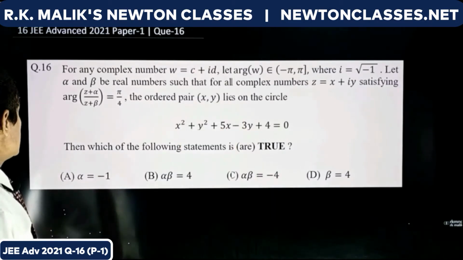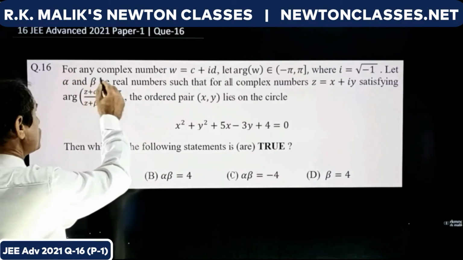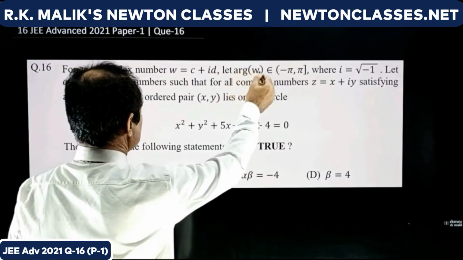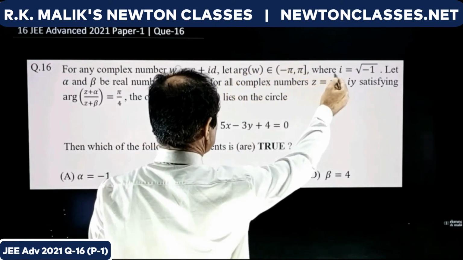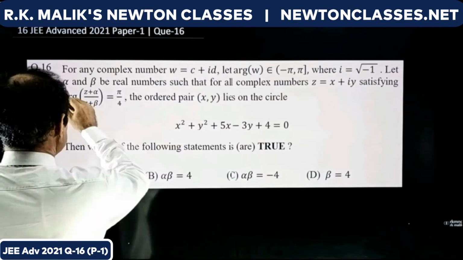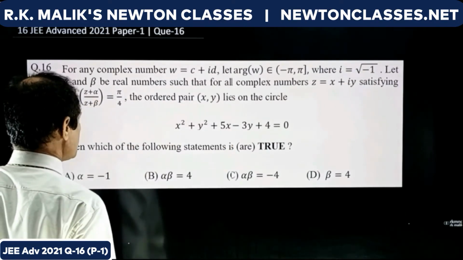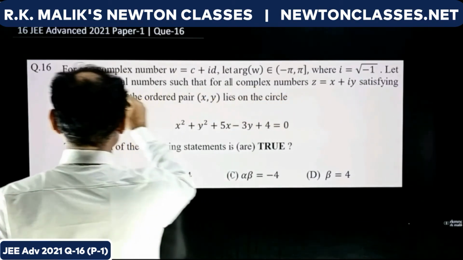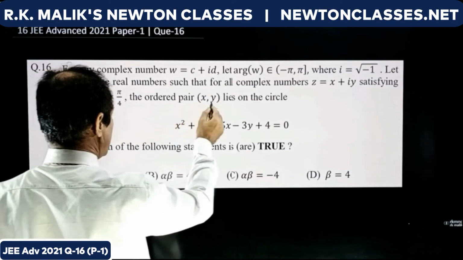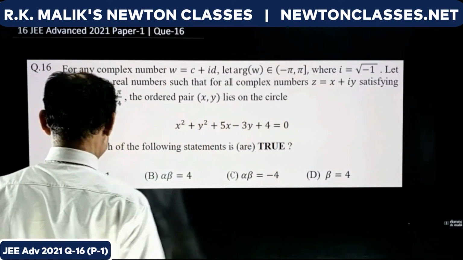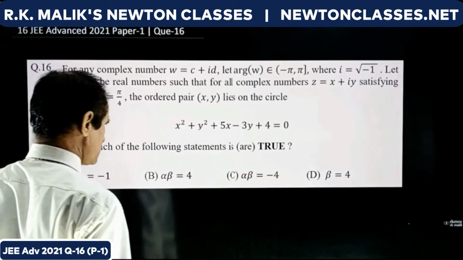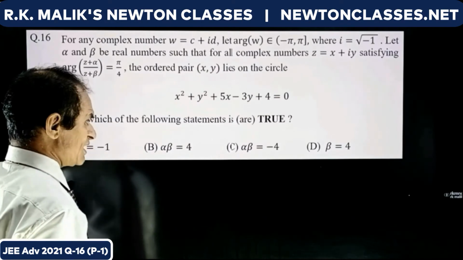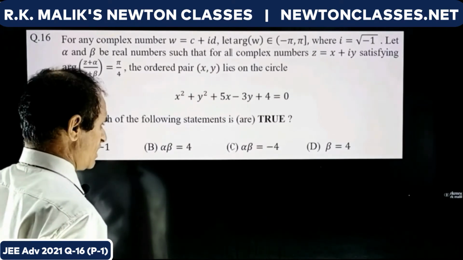In this question, it is told to us that for any complex number w equal to c plus id, let argument of w belong to this interval, where i is equal to under root minus 1. Let alpha and beta be real numbers such that for all complex numbers z satisfying this equation, the ordered pair (x, y) lies on this circle. Then which of the following statements is true? Beautiful question. And because of such beautiful questions, I enjoy solving the questions of JEE Advanced.